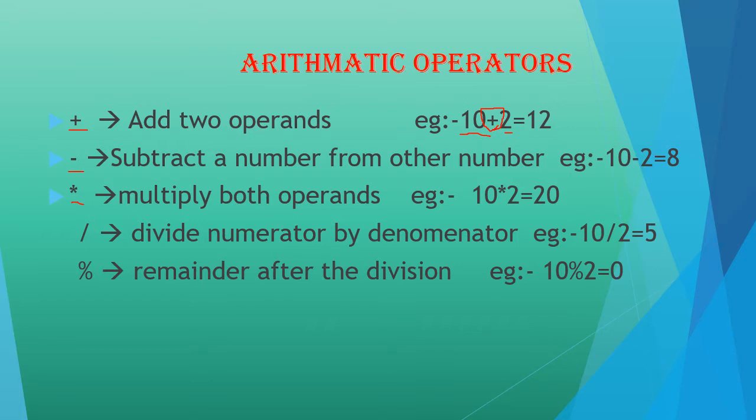Next is the divide operation, which divides the numerator by the denominator. So here 10 is the numerator and 2 is the denominator, and the answer we got is 5. 5 is the quotient of the division. Now percentage, or mod, which indicates the remainder after a division. So I'll explain in detail.